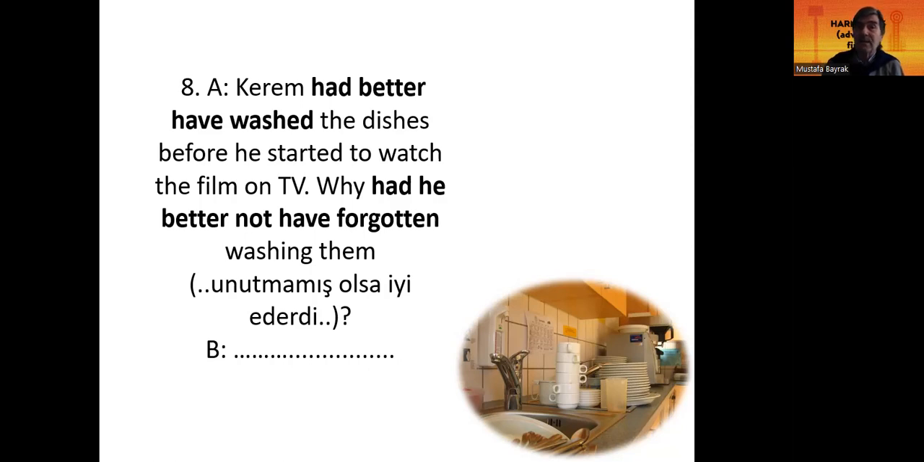Why had he better not have forgotten washing them? Why had he better not? Because it is important, so he had better not have forgotten washing them. He had better not. He had better not have forgotten.